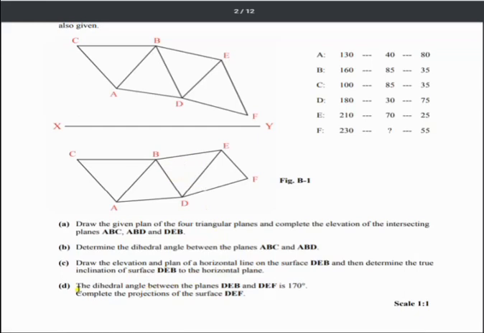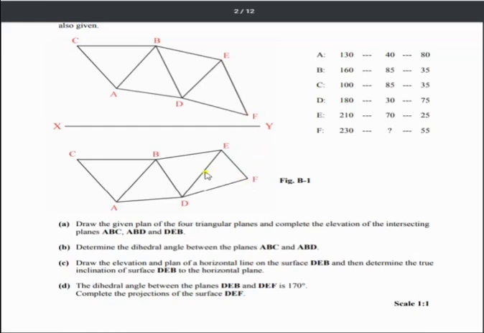Now the third part here: the dihedral angle between the surfaces DEB and DEF is 170 degrees. Complete the projections of the surface DEF. So to do this, what we have is the line of intersection. So we have the line of intersection here and we have the line of intersection here. So our best thing to do in this case is just ignore the fact that we don't have the height for F.